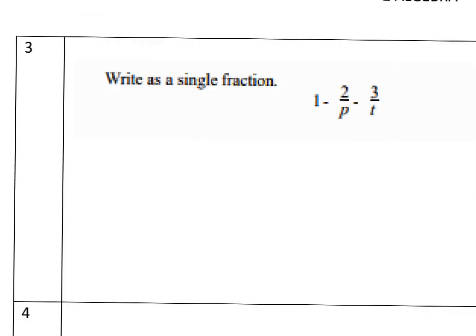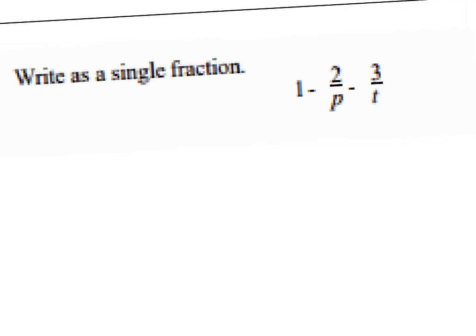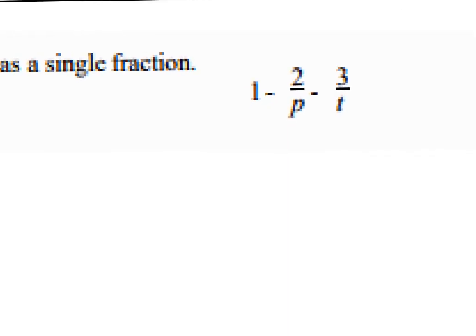Look at number 3. Number 3 is different. Write as a single fraction. So how do we make a common denominator to write it as a single fraction? We can rewrite 1 as 1 over 1, minus 2 over b, minus 3 over t. To add or subtract, we should have the same denominator. How can we get the same denominator? Look, we have 1, b and t. So the LCD, the lowest common denominator for all of them, is bt.